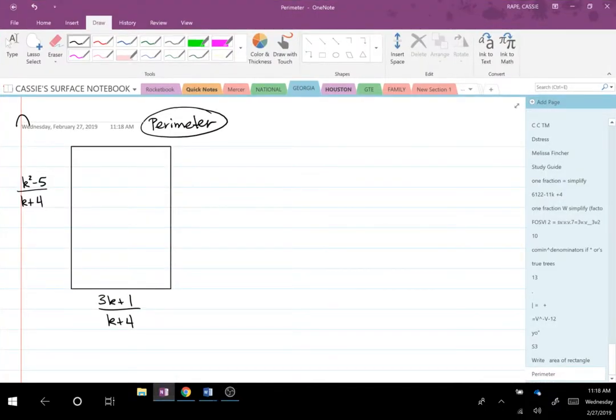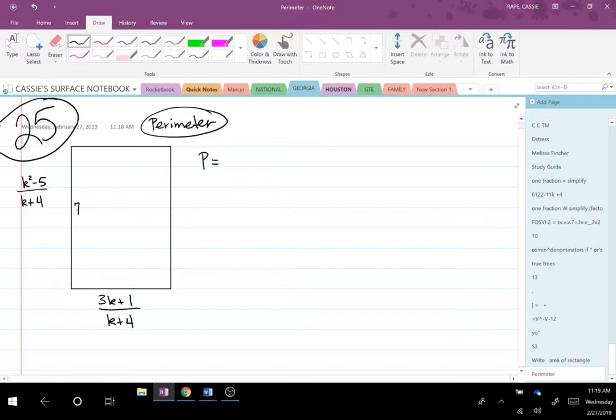You are looking at problem number 25 from your rationals review, and this one's asking you for perimeter. Remember that for perimeter, it doesn't give it to you there. No. You have to do, if this were, let's just give you a number.